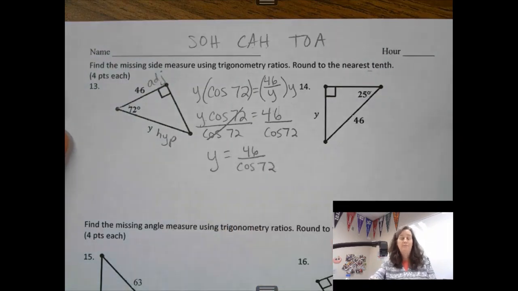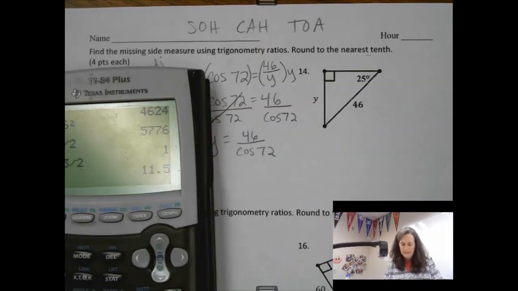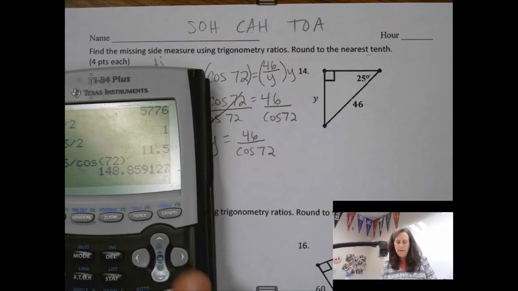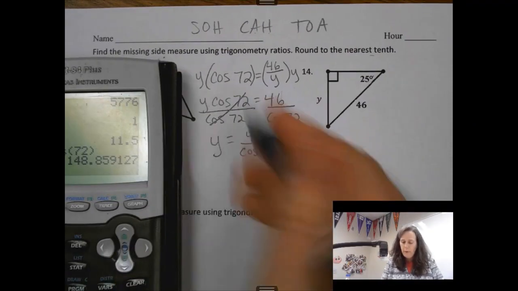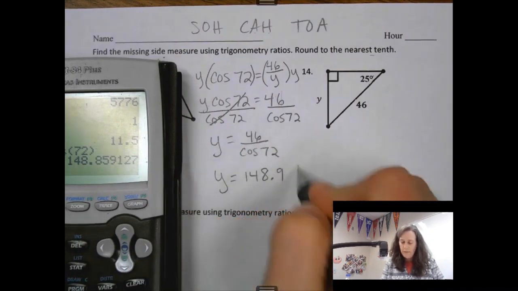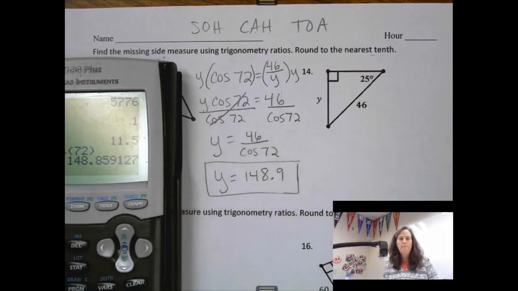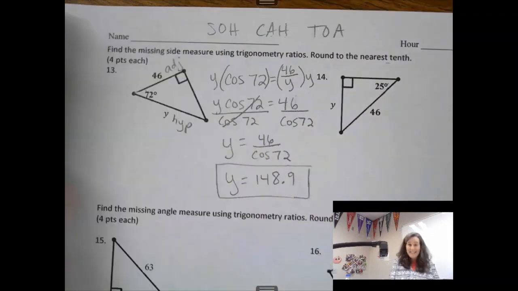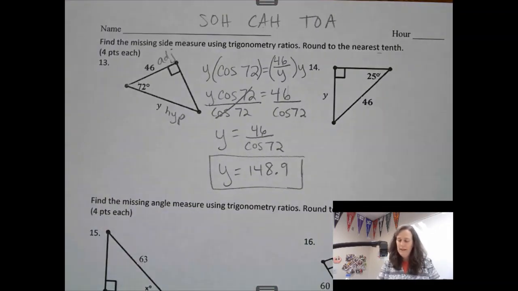Grab a calculator, right? Let's see what we get. 46 divided by cosine 72. Did you get 148.9? We're rounding to the tenth there. Okay. Yes. Awesome. Let's do another one.